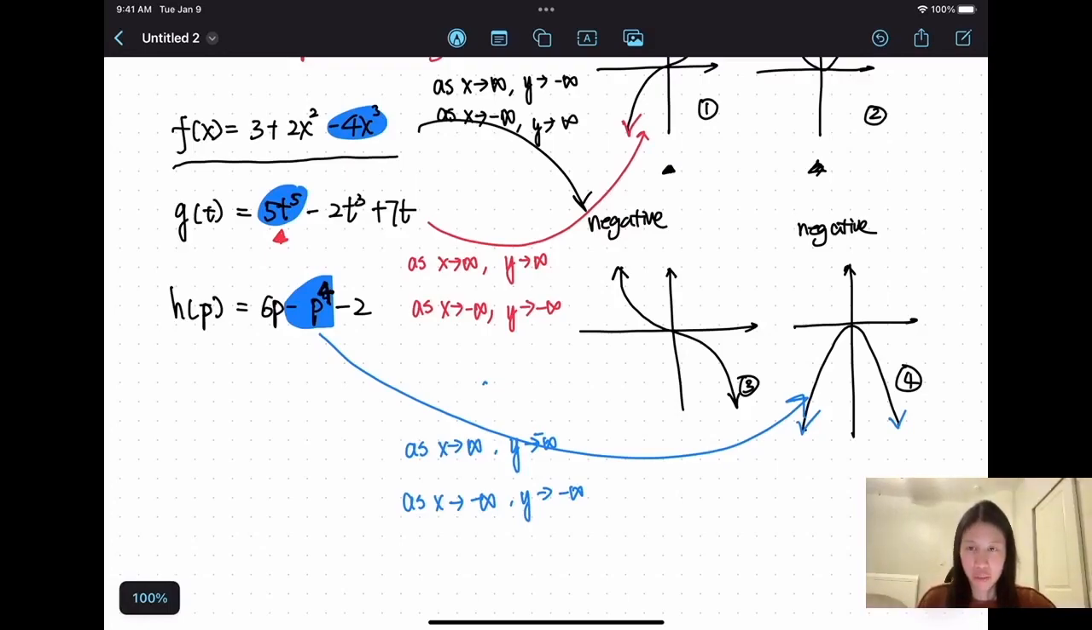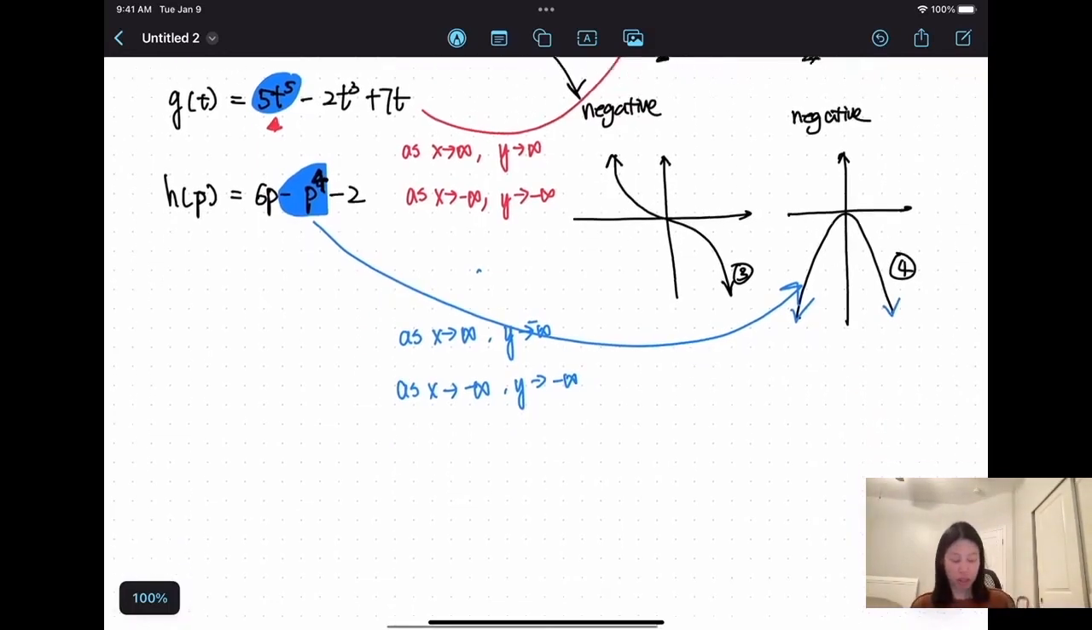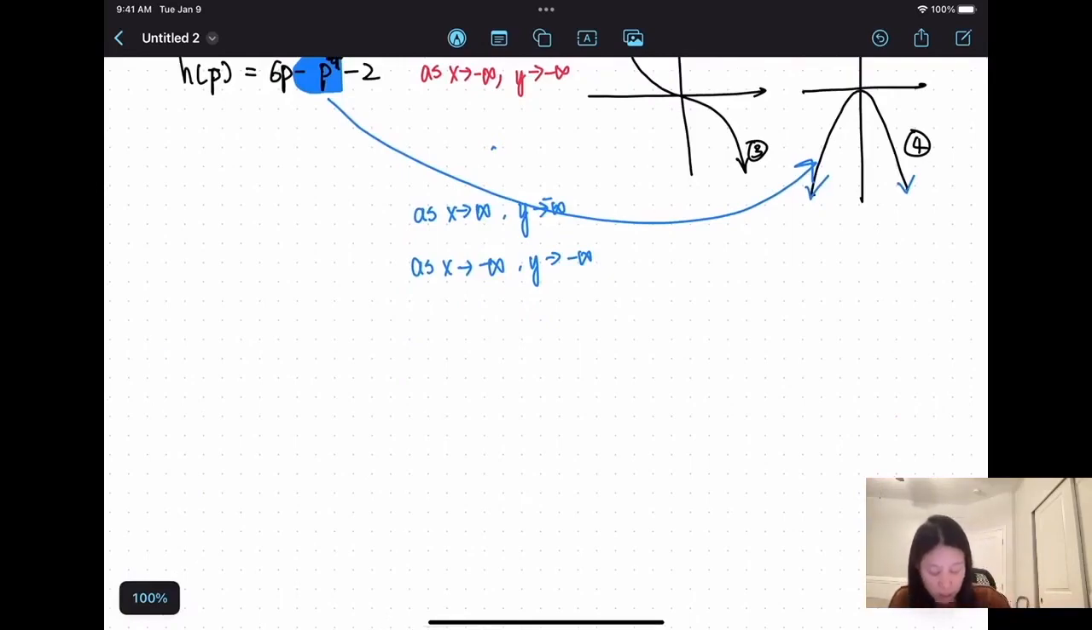So these are the long-run behaviors of a function. Okay, so after we talked about the long-run behavior, now let's talk about short-run behavior.